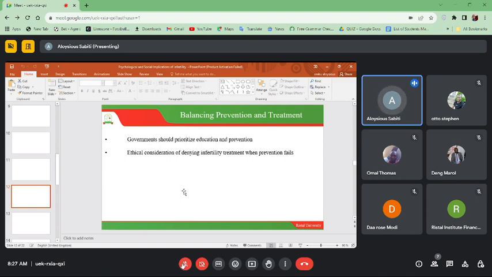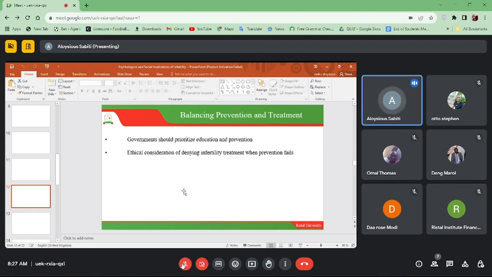So we are looking at balancing prevention and treatment. And we want to say that a government should prioritize education and prevention. That is the key message I said earlier on. For those who have studied health education and health communication, you will understand the aspects of education. This is a very critical issue in trying to prevent. So if you prioritize prevention, it means there is going to be a low cost.